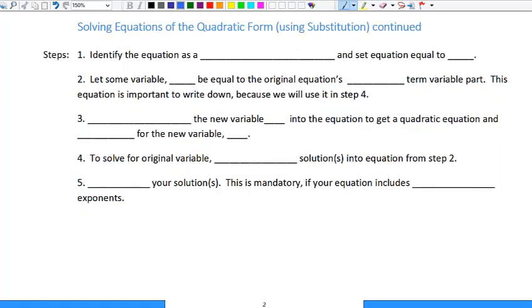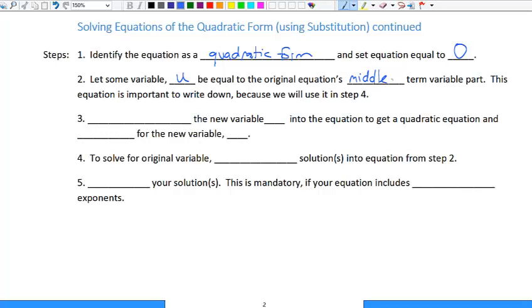Next, we're going to go through the directions for the quadratic form. For step 1, it says identify the equation as a quadratic form, and then set the equation equal to 0. Now, let some variable, and we usually use u. A lot of the books use the letter u. Technically, you can use whatever letter you want, but I'm going to go ahead and keep using u and call it u substitution. So we're going to let some variable u be equal to the original equation's middle term, or the b term.